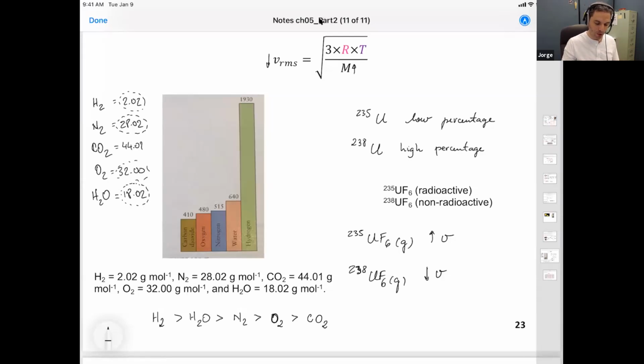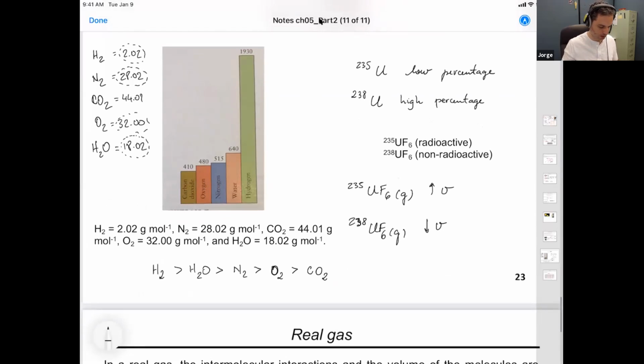Okay, so using the different molecular masses is a way to separate gases. And the example here is the enrichment of uranium-235 in a sample containing uranium-235 and uranium-238.